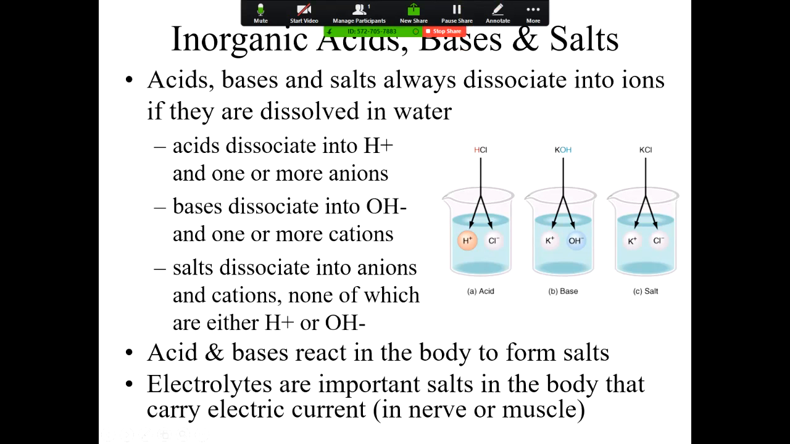Next thing is acids, bases, and salts. Acids are obviously more acidic, and what's causing the acidity in them is the presence of hydrogen ions. All three, bases, acids, and salts, will dissociate in ions, which means they're going to dissolve in water.